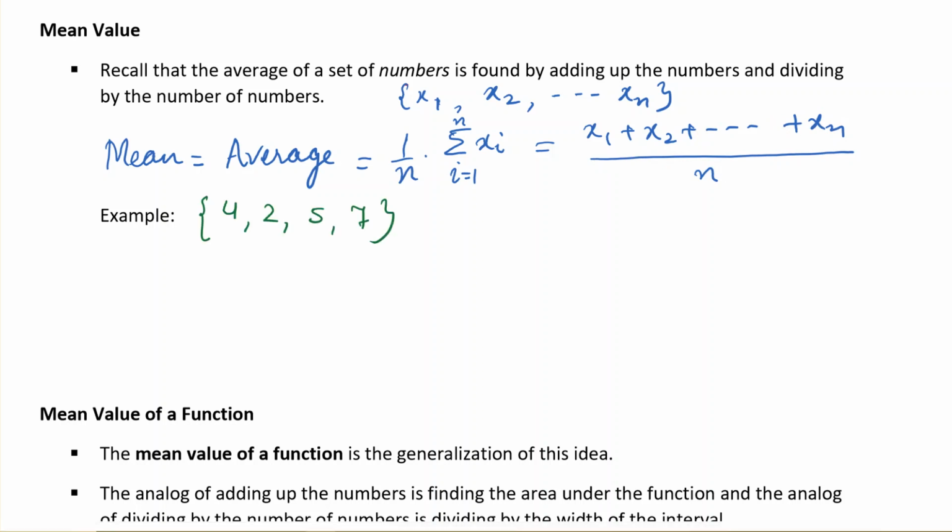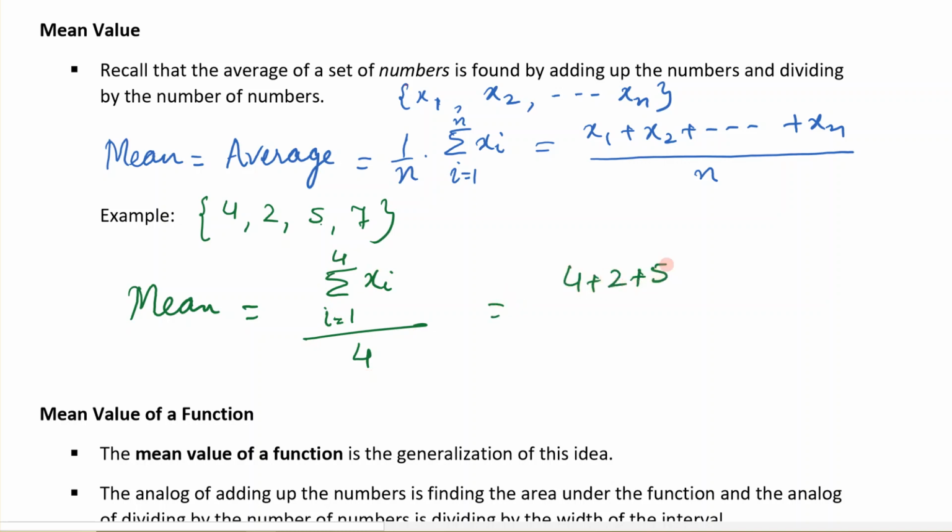Let's say we have these four numbers: 4, 2, 5, and 7. We want to find the mean or the average of these numbers. The mean would be equal to sigma xi, and the number of terms is 4, divided by 4. So 4 plus 2 plus 5 plus 7 over 4. You just take the sum of all the terms in the set and divide by the number of terms. So the average in this case is 4.5.